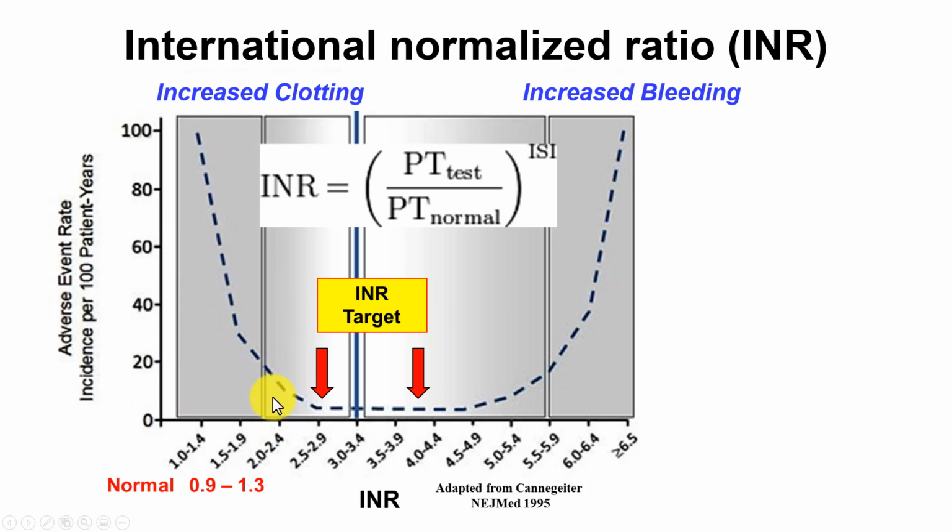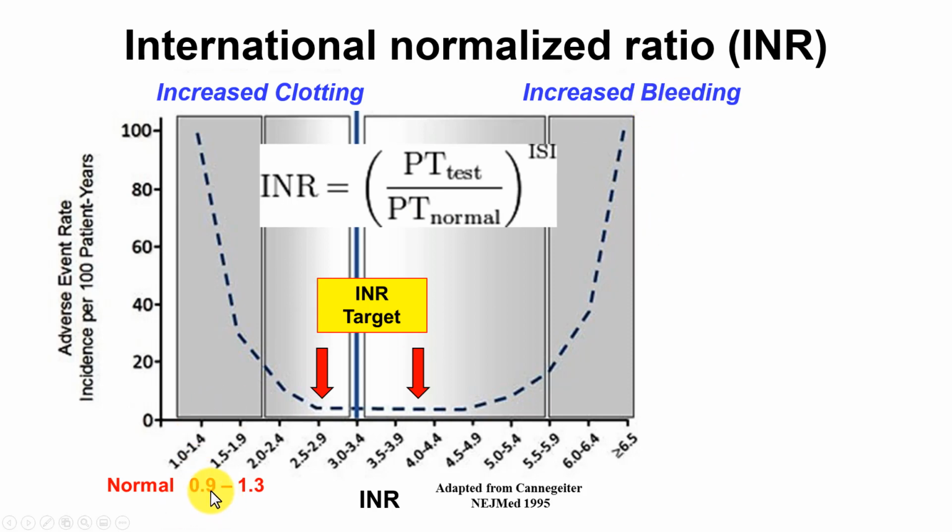You get a lot of clotting if you have a low INR, and you get a lot of bleeding if you have a high INR. So increased clotting with a low INR and increased bleeding with a high INR.